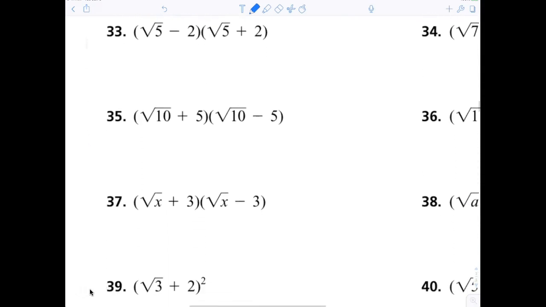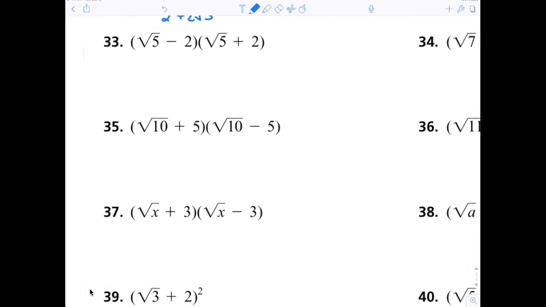All right, here we go. Let's try 33. Square root of 5 times square root of 5 is 5. I like to do this one first, so that's what? 2 radical 5. And then this one is positive 2 radical 5. And then what? Minus 4. So what happens in the middle term? So, final answer. After all that, it's just a 1.